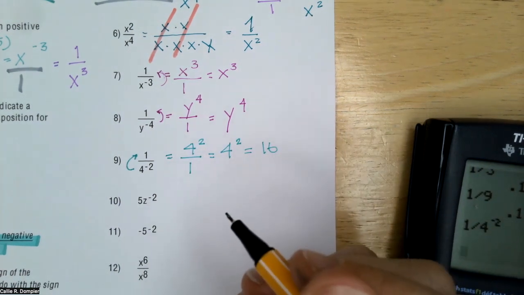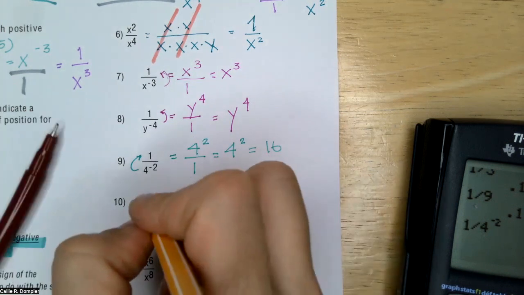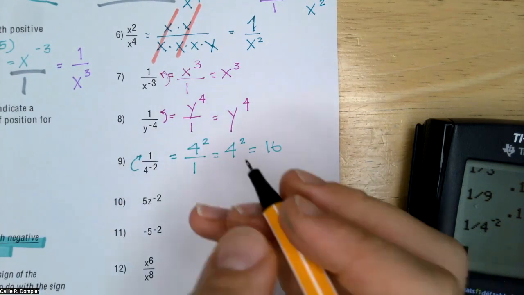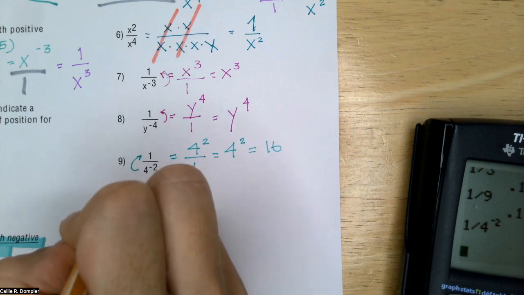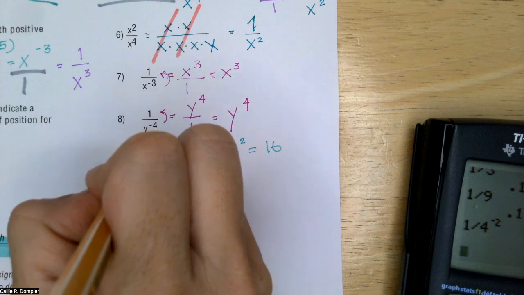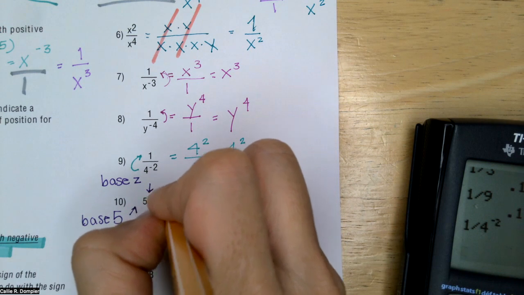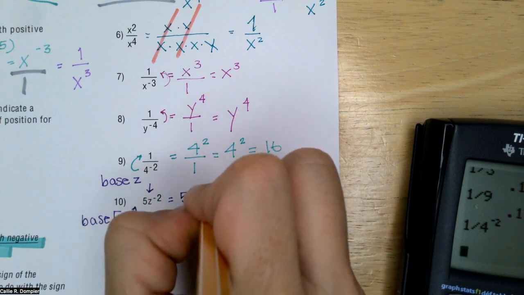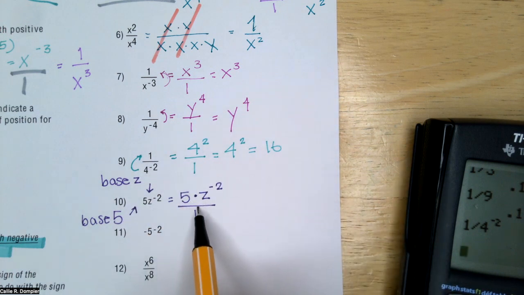Good. All right, number 10, we are now moving on to a situation where there are two different bases. We have a base of 5, and we have a base z. Good? Those are separate. So that is 5 times z to the negative 2. The negative 2 is only with the z. All right?